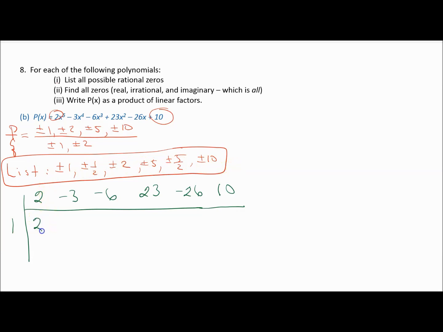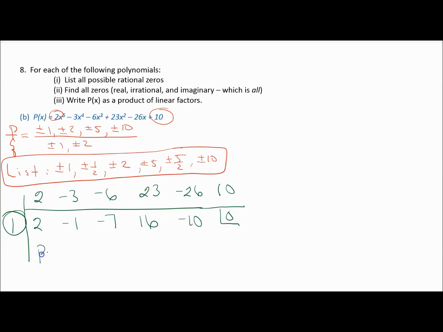So the 2 comes down. 1 times 2 is 2, plus -3 is -1. 1 times -1 is -1, added to -6 is -7. 1 times -7 is -7, added to 23 is going to give me 16. 1 times 16 is 16, added to -26 is -10. And then 1 times -10 is -10, added to 10 is 0. That's awesome. That means we found our 0 of 1 right off the bat.